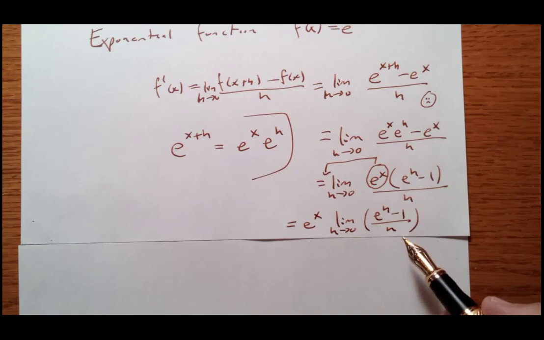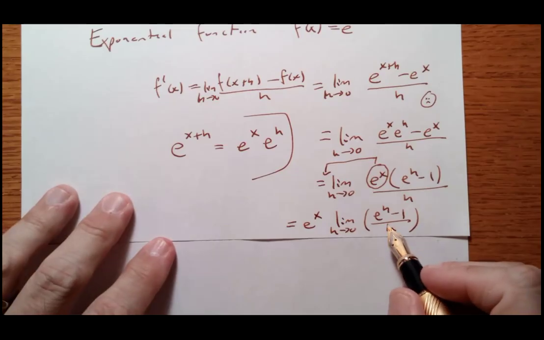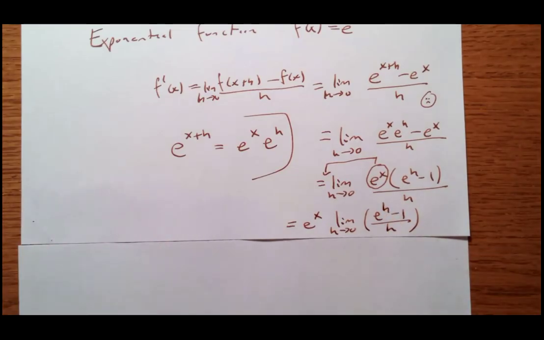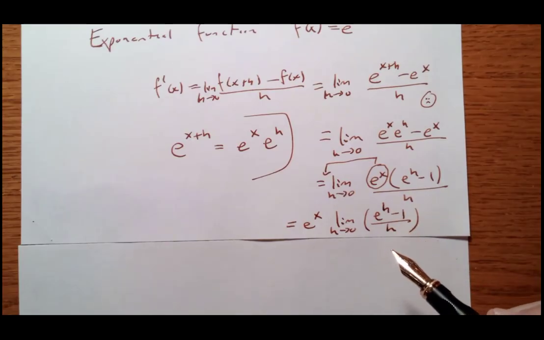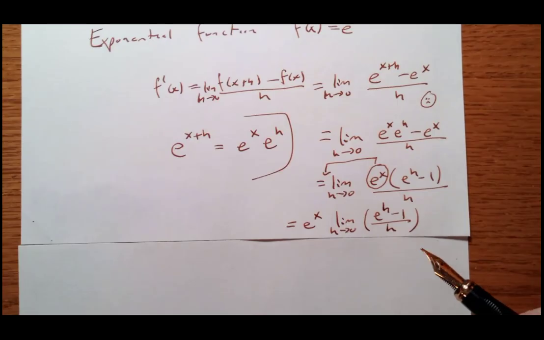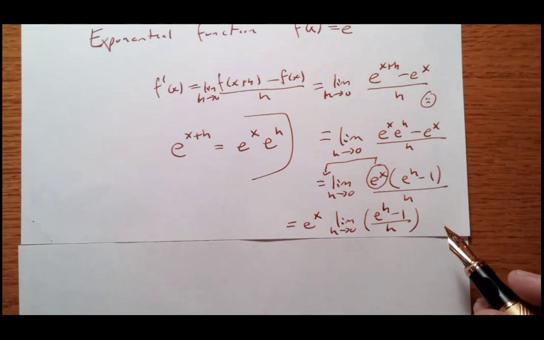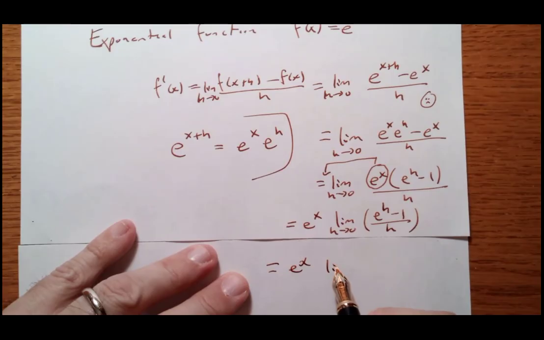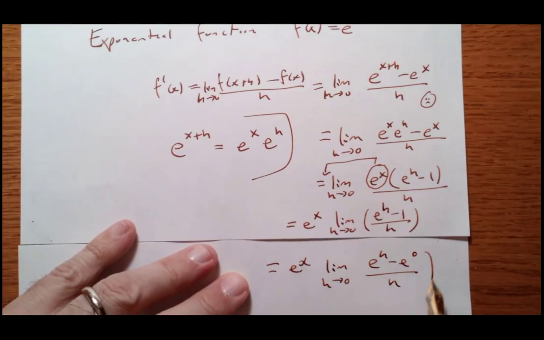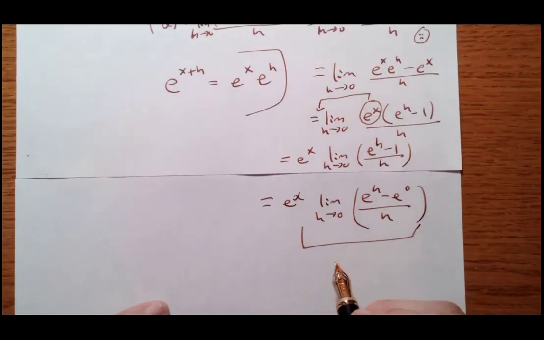This is a number. I don't know what this limit is. Right now it's 0 over 0. And 0 over 0 is hard to deal with. Because as h goes to 0, you get e to the 0. e to the 0 is 1. But we picked this particularly. Since e to the 0 is 1, I can think of this like that. And that means this expression is the derivative of e to the x evaluated at 0.